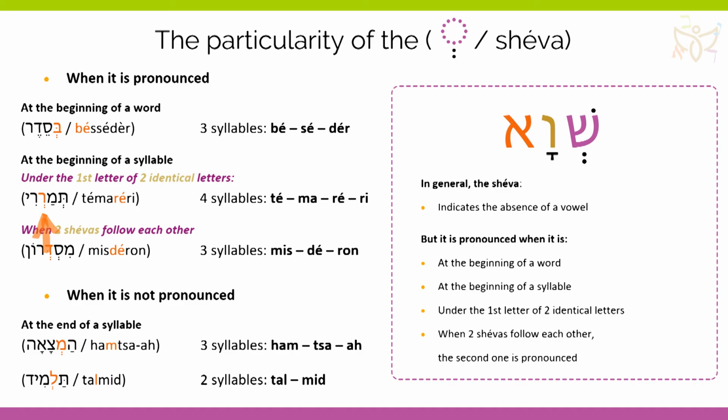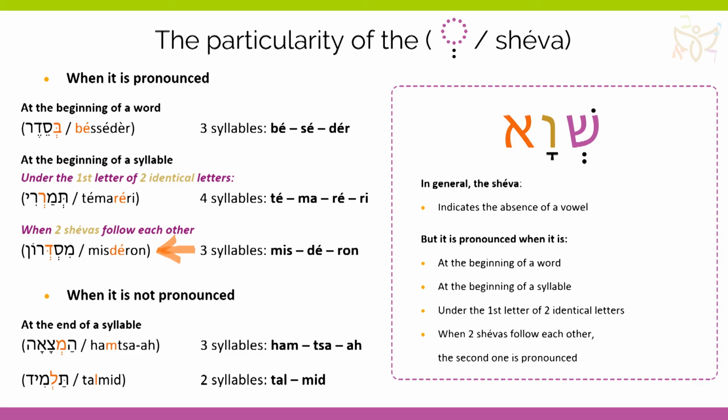And in fact, for this particular word, it's not the only reason that it is also pronounced. Why? Because it is under the first letter of 2 identical letters. Indeed, when the shéva is under the first letter of 2 identical letters, it is also pronounced. Another situation, when 2 shēvas follow each other, the first is silent and the second is pronounced. Why? Well, simply because the first is used to close a syllable, while the second opens the following syllable.